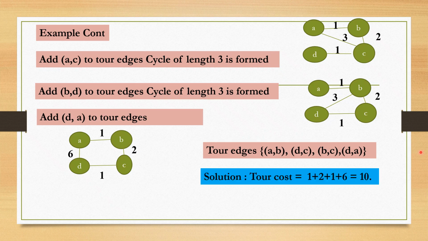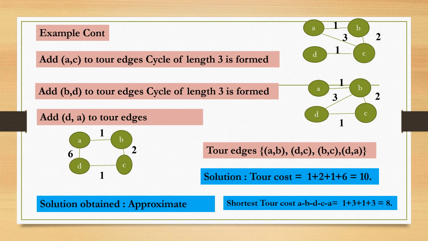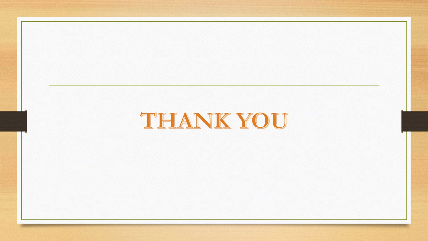Hope you find it useful. So now we see here the total cost is 1 plus 2 plus 1 plus 6, which is equal to 10. I cannot say this is the best solution because this is an approximation algorithm. See here, the shortest tour length is 8, but the multi-fragment heuristic algorithm is giving a cost of 10. So the solution obtained is approximate.